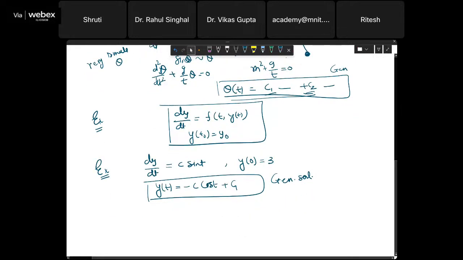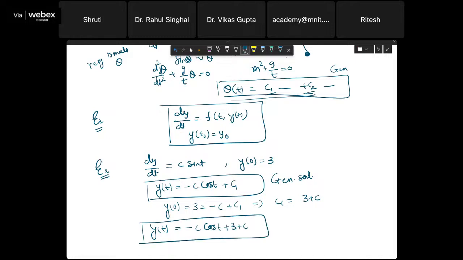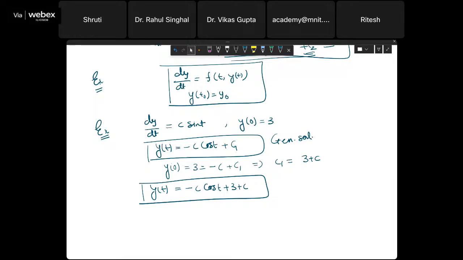Since we have the initial condition here, we can substitute it and get our C1. If you substitute, y at 0 is 3, and that means minus C plus C1. So our C1 value comes out as 3 plus C, where the given constant C is appearing. So finally we get the particular solution as minus C cos t plus 3 plus C. You can rewrite it in any form, that's not a problem. So this becomes the solution. This is a simple initial value problem which we can easily solve and get its solution, and this solution is unique as well.